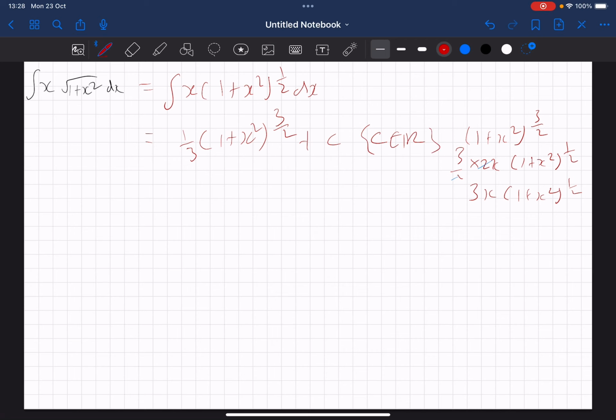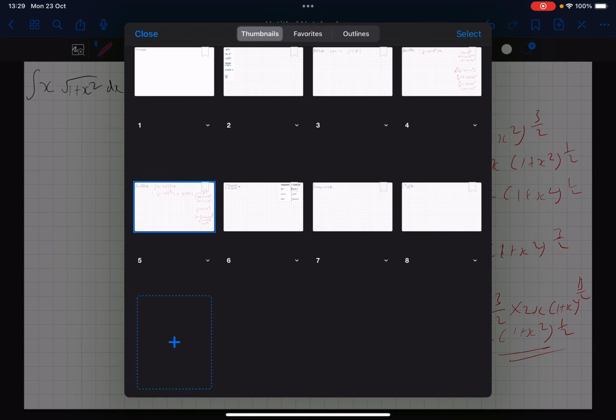I forgot to do that on the last one, I apologise. And again, you can test this if you like. So we've got 1/3 of 1 plus x squared to the 3 halves. We can differentiate that: 1/3 times 3 halves times 2x of 1 plus x squared to the half. The third and the 3 will cancel, the half and the 2 will cancel, so that's just going to leave you with x, 1 plus x squared to the half. Precisely what we started off with. Okay. So we've got 3 more for us.